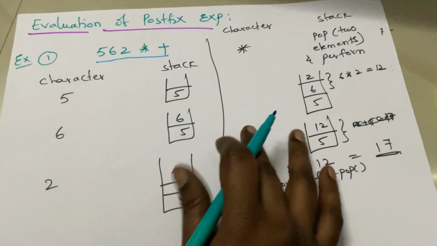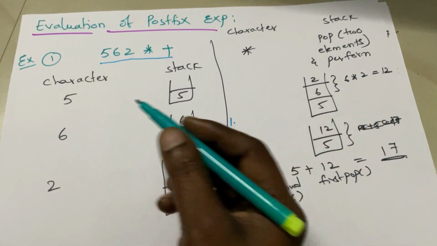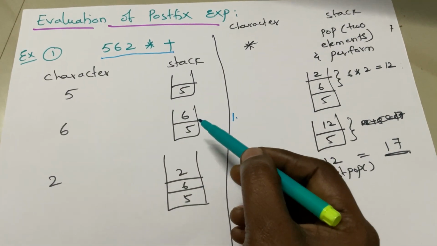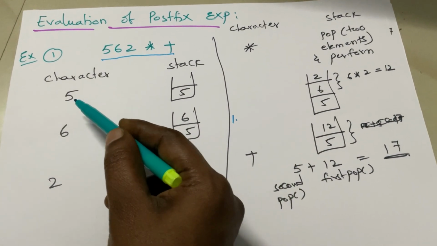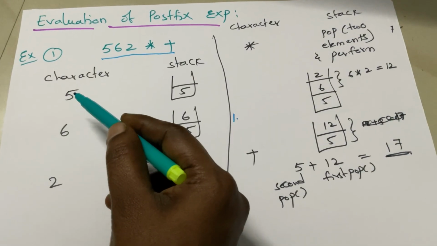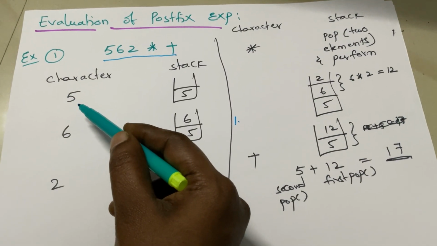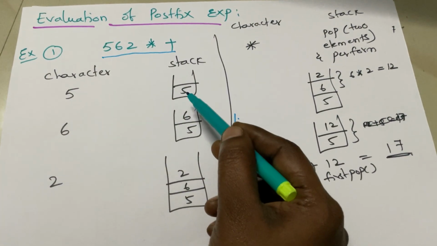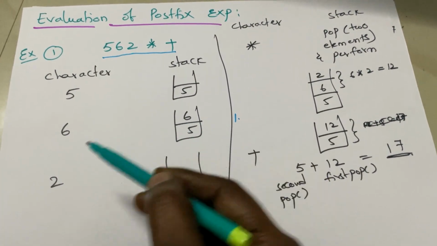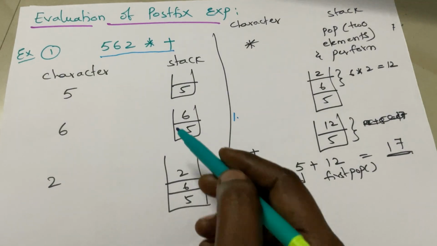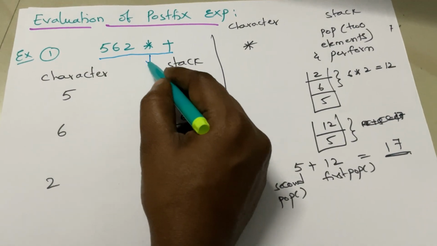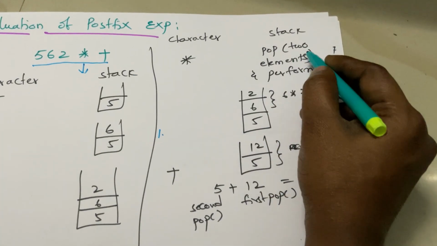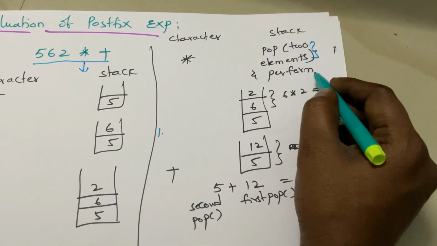The very first step of the algorithm is when you find a constant, push it into the stack. Okay? When you find a constant, then push into the stack. So I find 5, push into the stack. 6, push into the stack. 2, push into the stack. After that you find an operator. When you find an operator, pop the first 2 elements and perform the calculation.